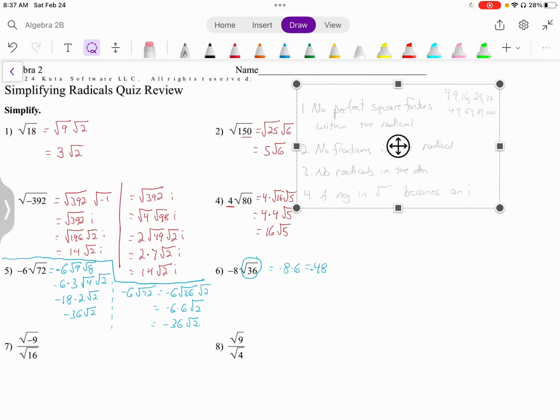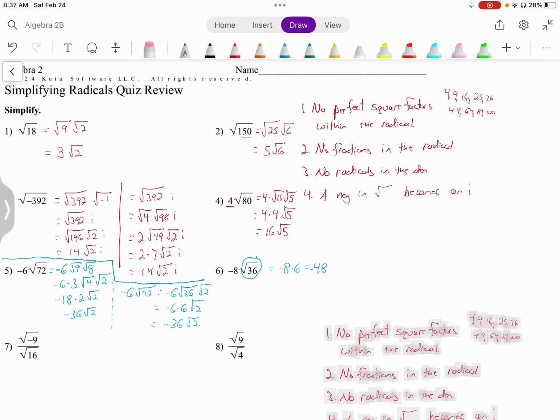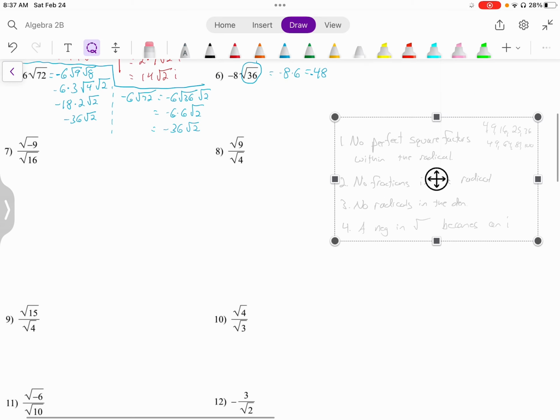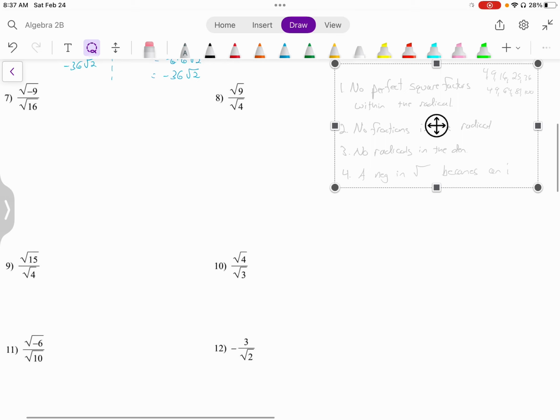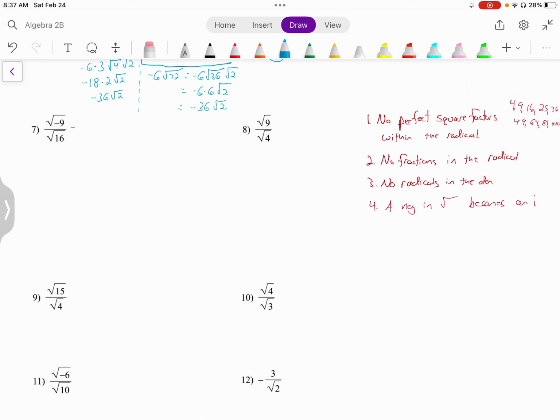All right, once we get to fractions, we still know we can't have perfect squares in the factors. So let's move this down. And we have a negative here. So whenever we see a negative, we can jump right to writing that this is square root of 9 times I over the square root of 16. And this one is also simple because we know the square root of 9 is 3. So we have 3I over the square root of 16 is 4. So 2 perfect squares. Well, number 8 is very simple as well because those are both perfect squares. So the square root of 9 is 3 and the square root of 4 is 2.